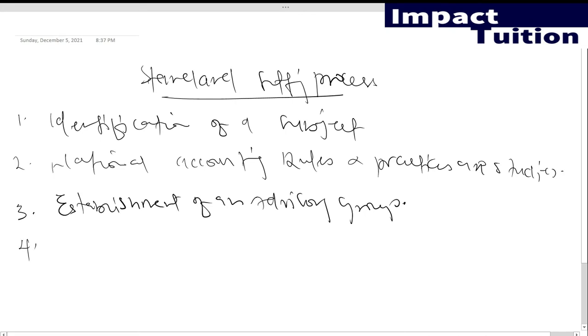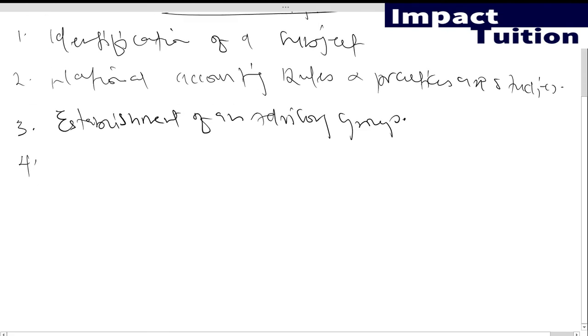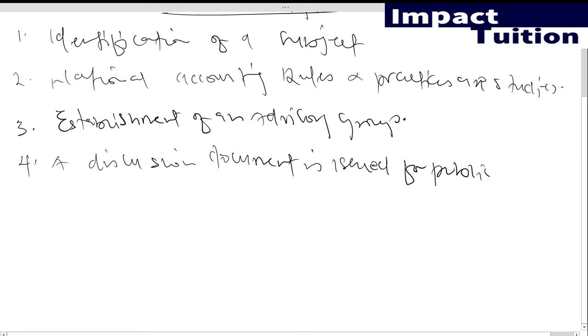The fourth step, a discussion document is issued by the IASB for public comment. A discussion document is issued for public comment.